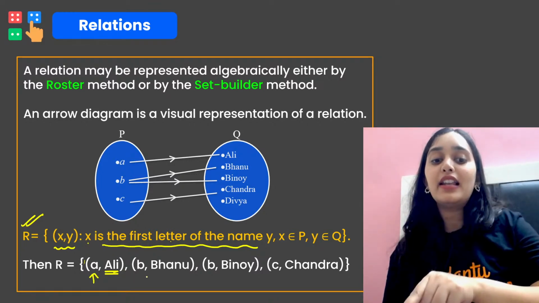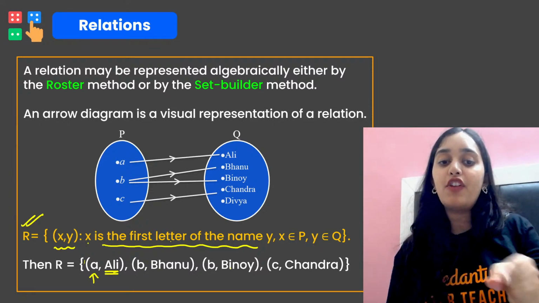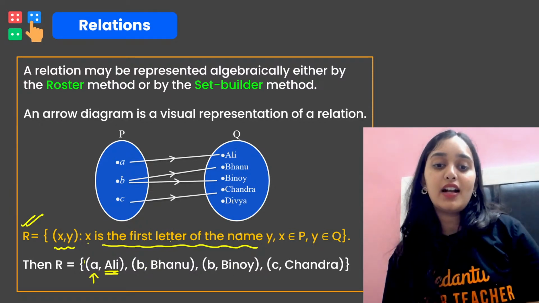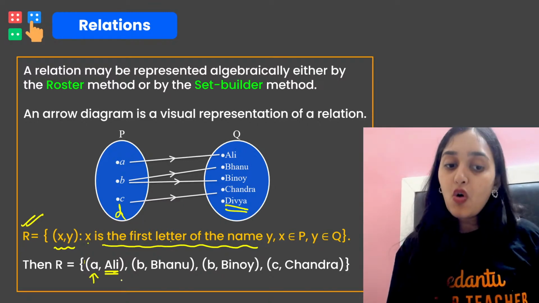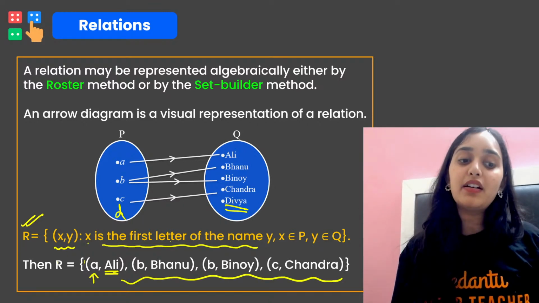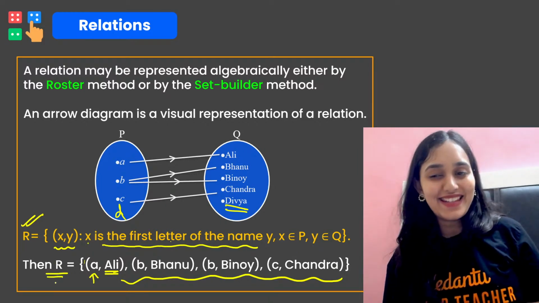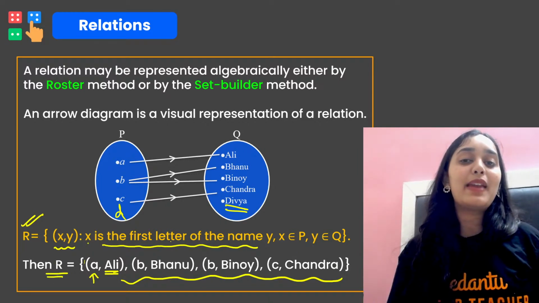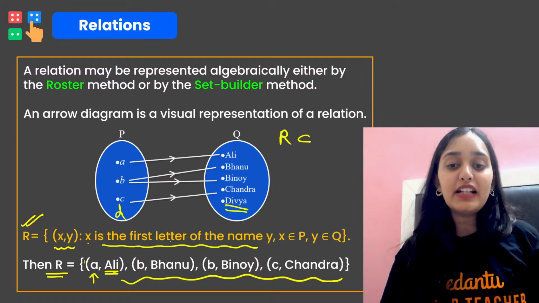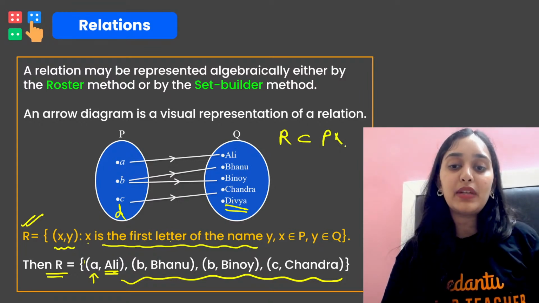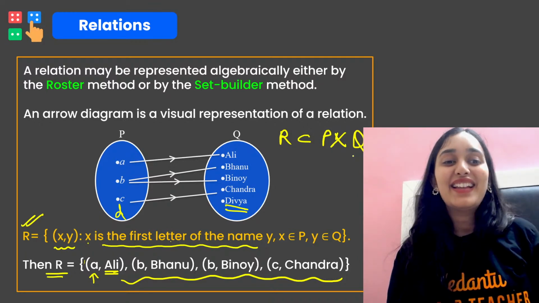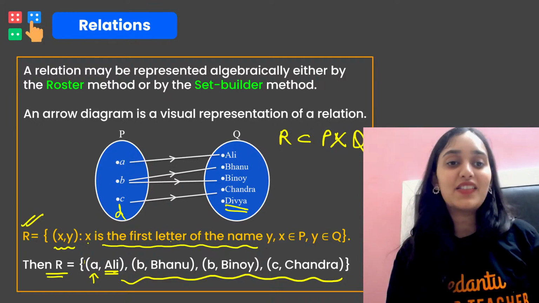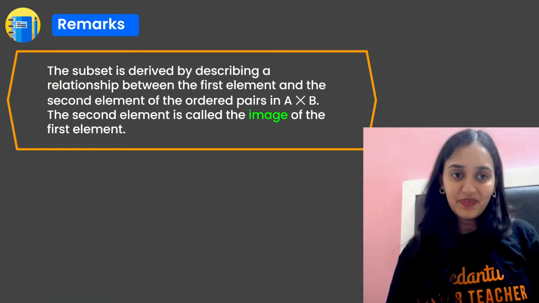So A for Ali, B for Bhanu, B for Binoy, C for Chandra. I cannot select Divya because D is not present over here. So only these ordered pairs are part of my relation, and this relation is basically a subset of the cross product P cross Q. Understood, everybody? So that's what a relation is.